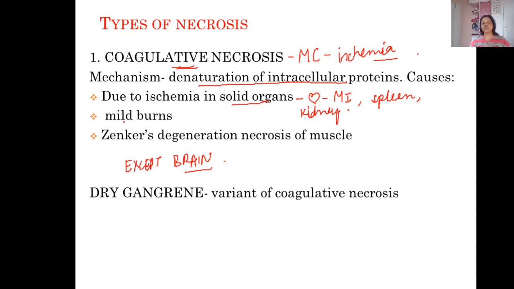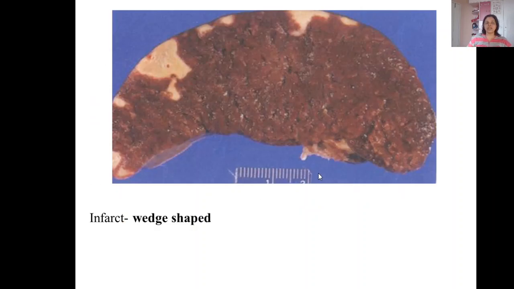Coagulative necrosis is also seen in mild burns or thermal injury. It is also seen in Zenker's degeneration of the muscle, seen in typhoid, in the rectus abdominis muscle. The dry gangrene, which is seen in diabetes, is also considered a variant of coagulative necrosis. Grossly, what happens in coagulative necrosis is that the tissue architecture is preserved.